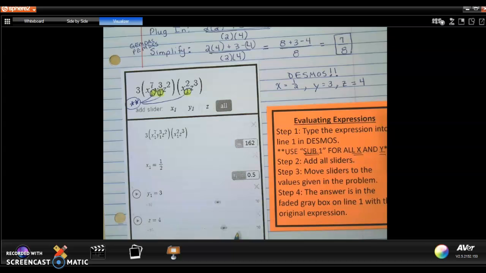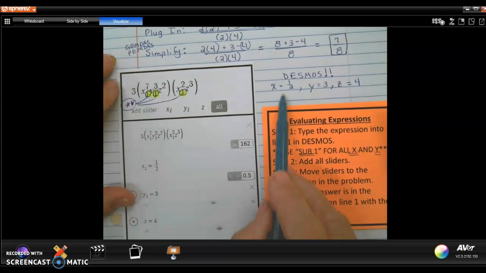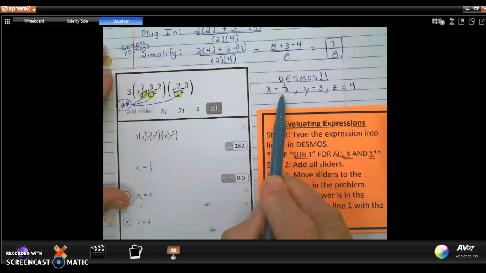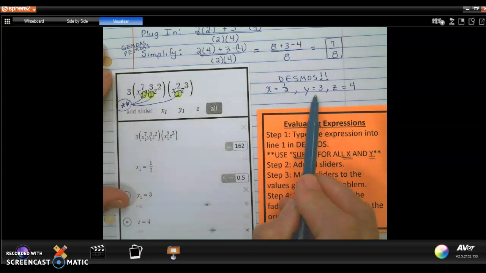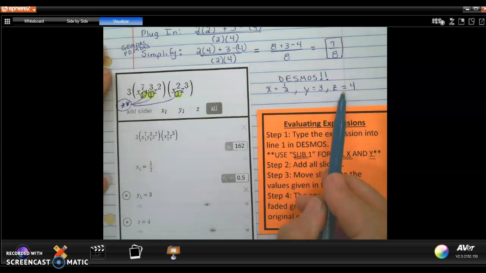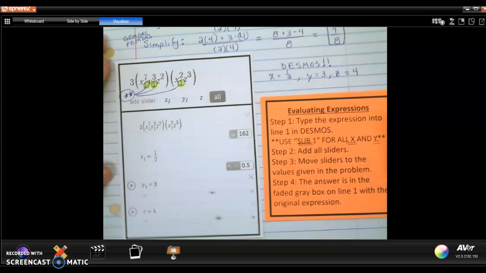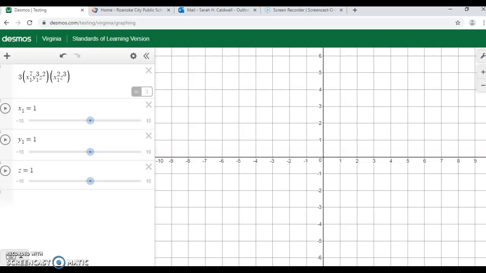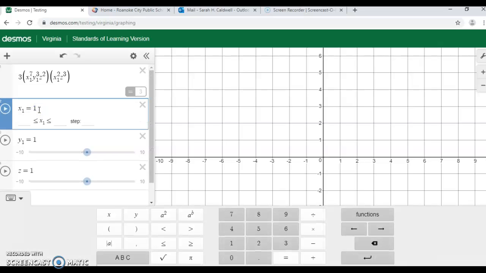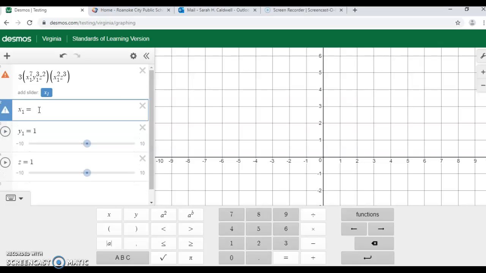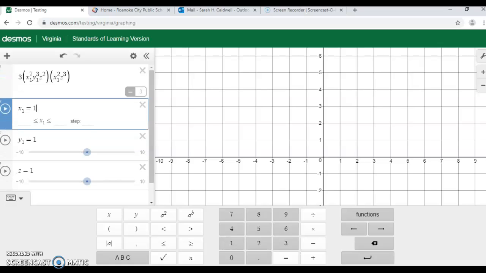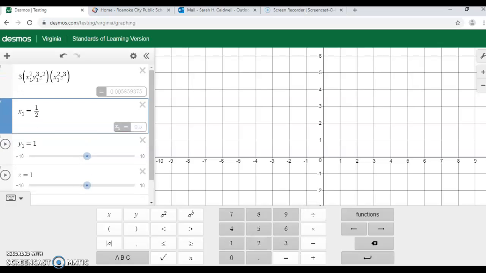Let me switch back over to here. Our replacement value for x is 1/2. Our replacement value for y is 3. Our replacement value for z is 4. So I'm going to go back to Desmos. And so x1 equals, now here I need to click, put my cursor there and click. I'm going to backspace and I'm going to say 1 divided by 2.